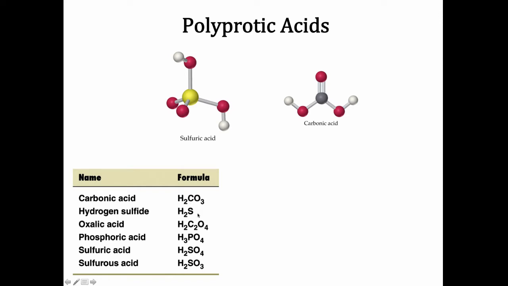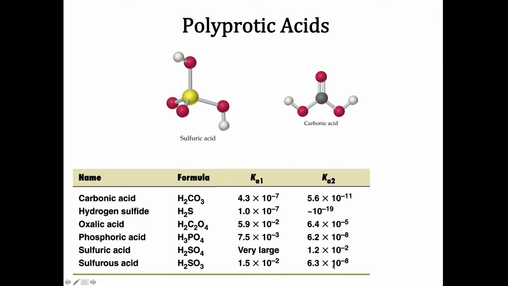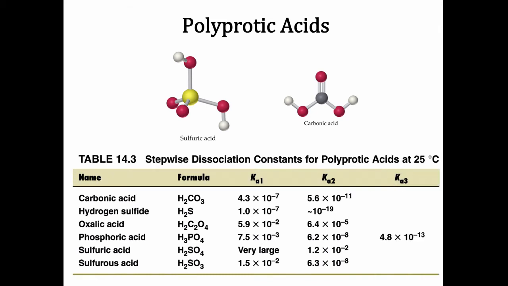They have two hydrogens that can dissociate, and we can often see this from the formula where it says H2 and then something else. And then here we have phosphoric acid, which is a triprotic acid, H3PO4. Polyprotic acids have a first dissociation constant, Ka1, a second dissociation constant, Ka2. If they're diprotic, that's it. And then triprotic acids also have a third dissociation constant, Ka3.